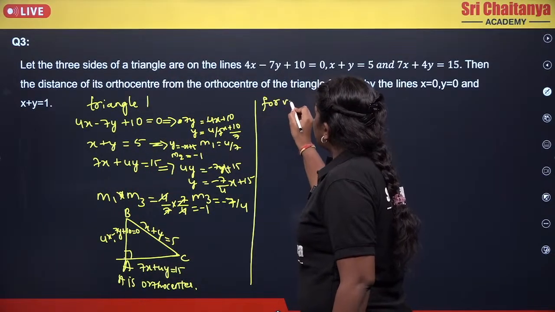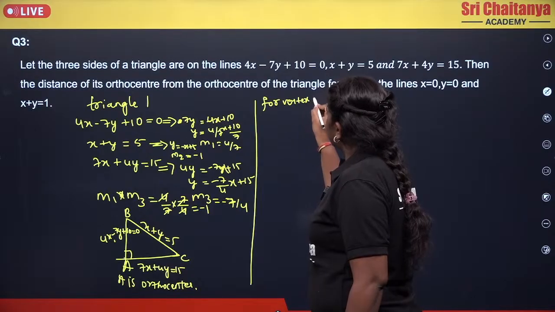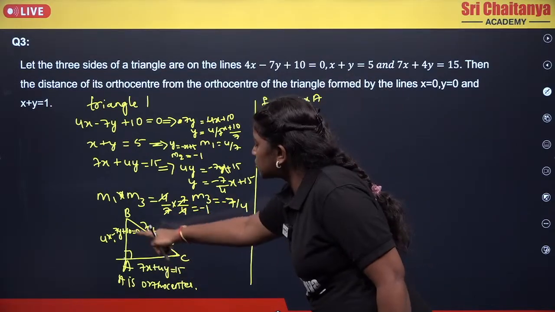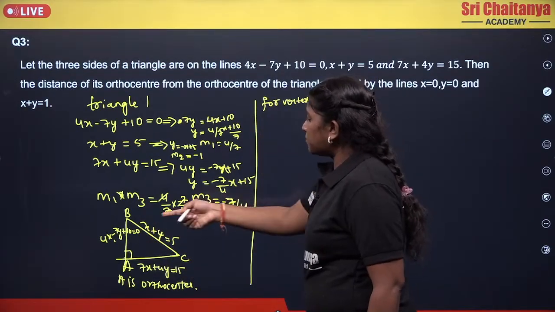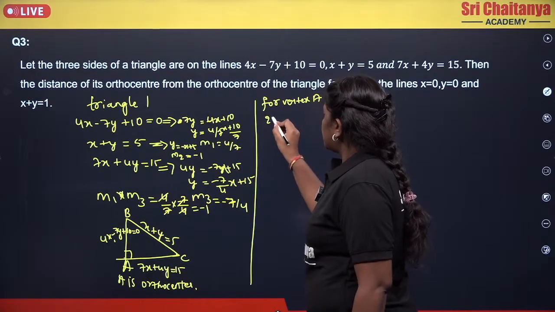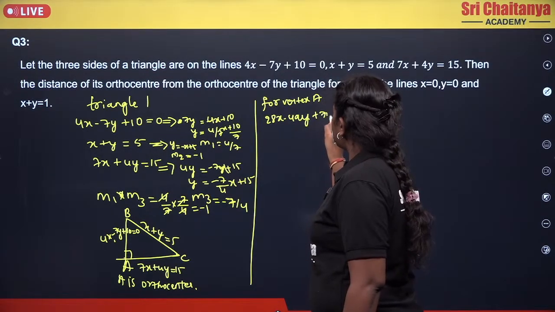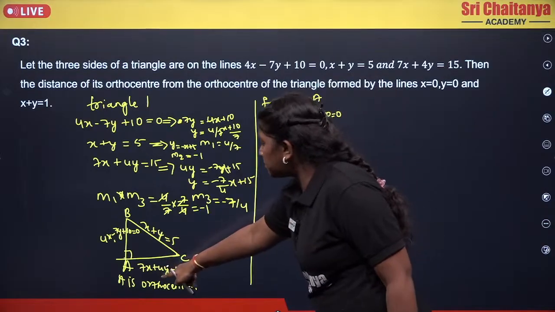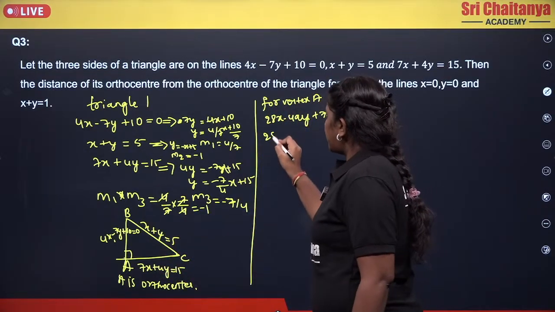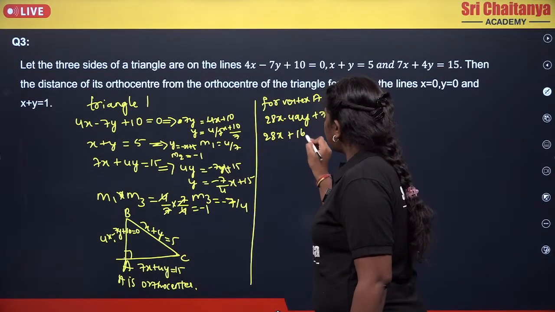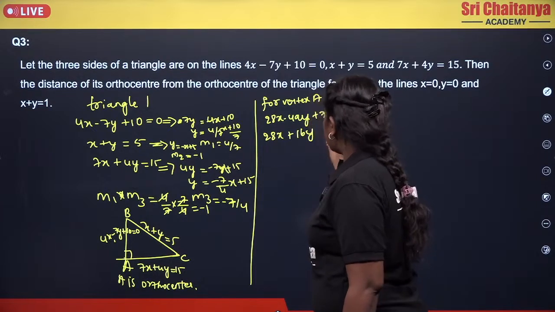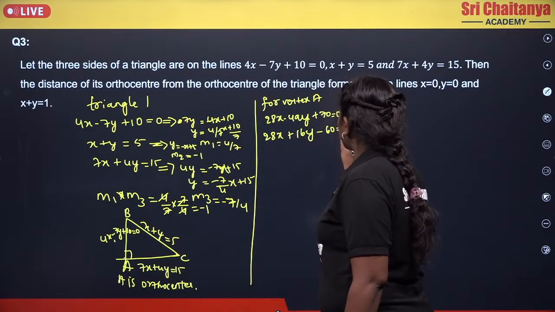Now, for vertex A, we are going to solve these two sides. Just multiply your first equation with 7. So, 28x minus 49y plus 70 equals 0. And next, multiply this with 4: 28x plus 16y minus 60 equals 0.